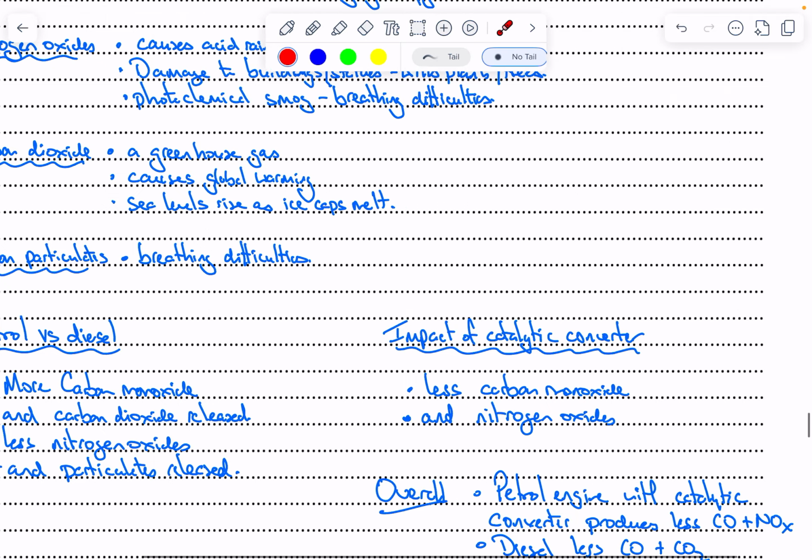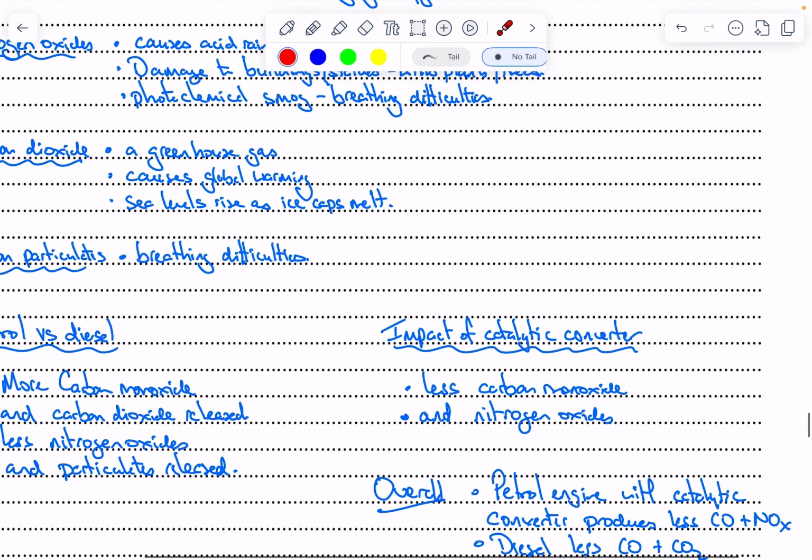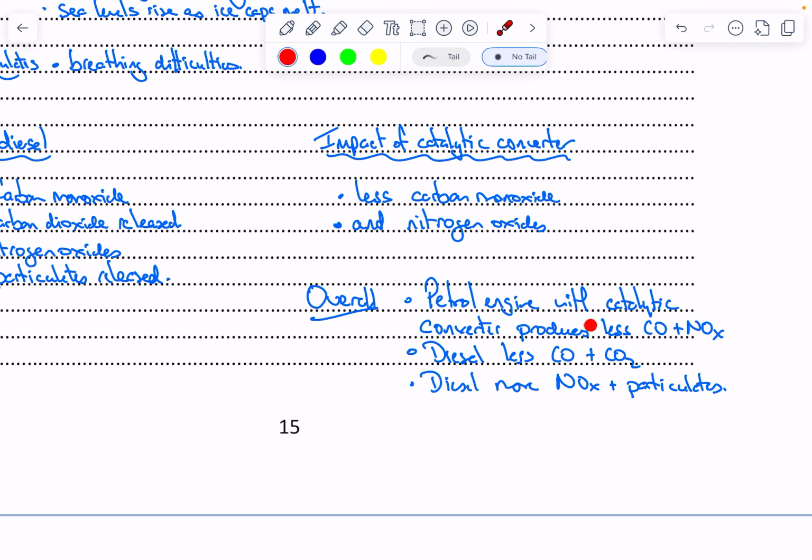The second comparison was the impact of a catalytic converter. So here I'm comparing petrol against the petrol with a catalytic converter. As you can see, we're going to get less carbon monoxide, and the data also shows we get less nitrogen oxides. Overall then, what does it look like? Well, overall, petrol engines with a catalytic converter produce less carbon monoxide and less nitrogen oxides. Diesel overall makes less carbon monoxide and carbon dioxide, but diesel does produce more nitrogen oxides and particulates.